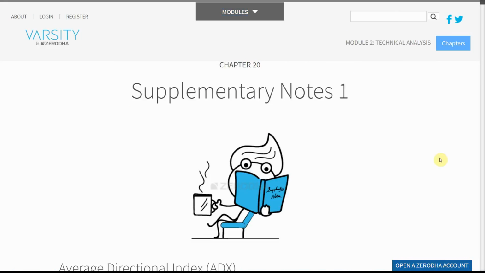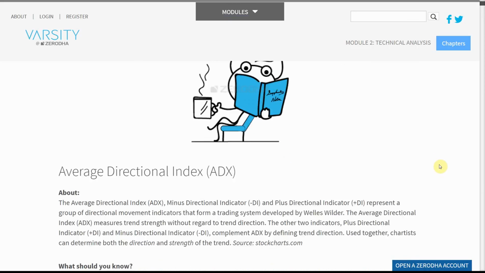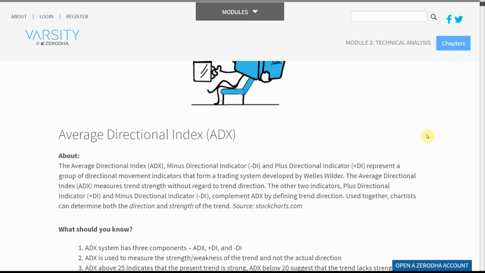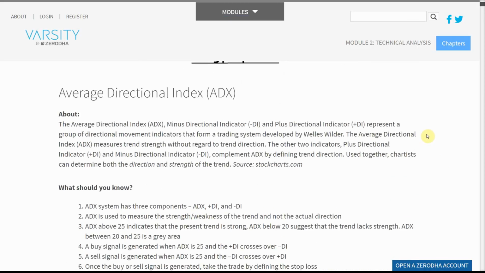Supplementary Notes 1. Average Directional Index, ADX. About. The average directional index, ADX, minus directional indicator, minus DI, and plus directional indicator, plus DI, represent a group of directional movement indicators that form a trading system developed by Welles Wilder. The average directional index, ADX, measures trend strength without regard to trend direction.